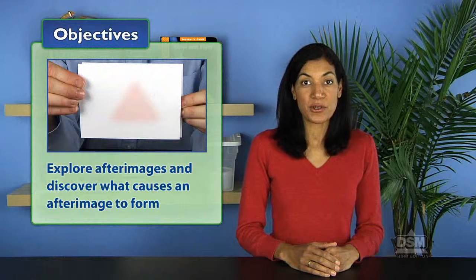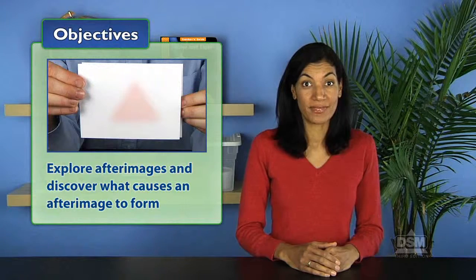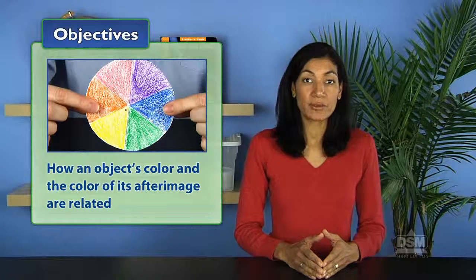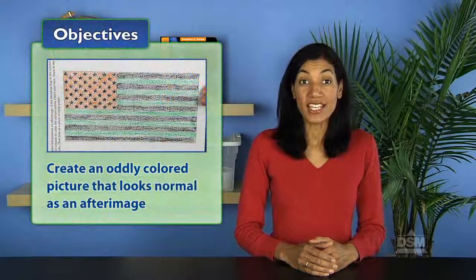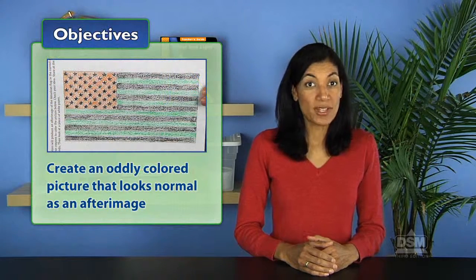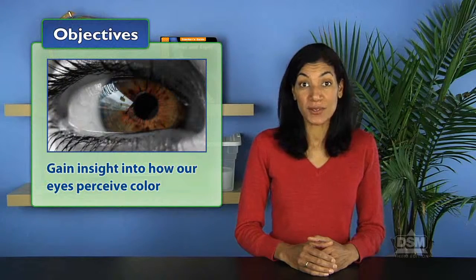In Activity 12, Sight and Afterimages, students explore afterimages and discover what causes an afterimage to form. They learn how an object's color and the color of its afterimage are related. Then they use this information to create an oddly colored picture that looks normal as an afterimage. Finally, students gain insight into how our eyes perceive color.